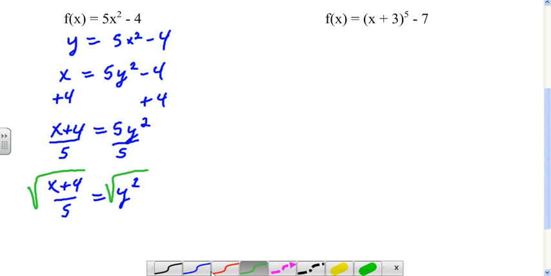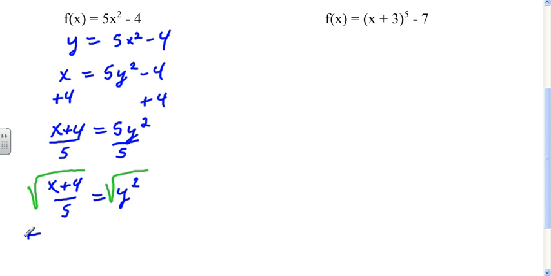And a reminder, when you do the square root of an even power, we're going to get plus or minus. So we get plus or minus the square root of x plus 4 over 5 equals y. Now in this situation, because of the plus or minus, this is not going to be a function, so we would just say that y equals.